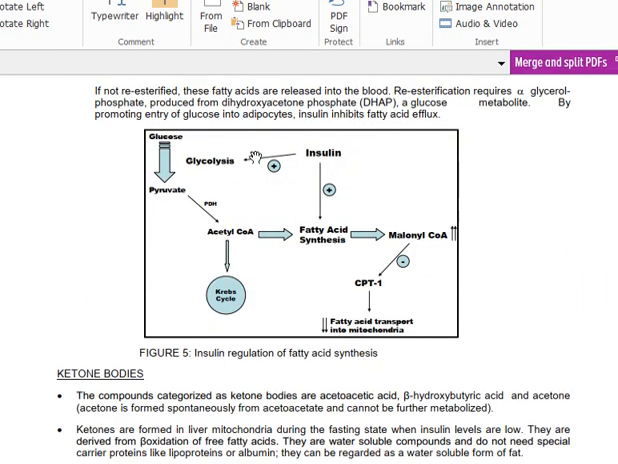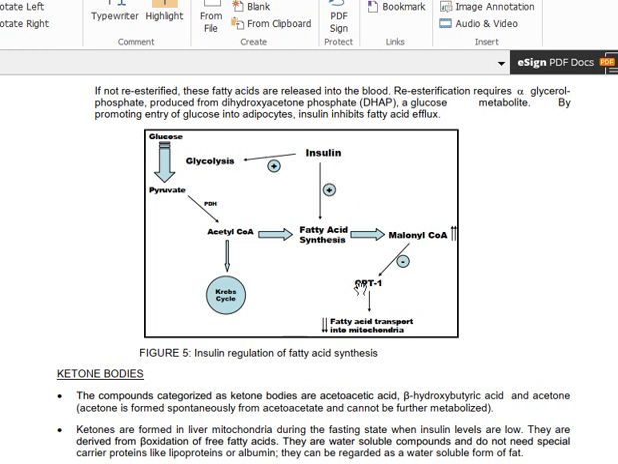So this diagram is just the insulin regulation of fatty acid synthesis. Normally you need to know that glucose in glycolysis is converted to pyruvate. We have already seen how insulin is going to promote glycolysis, such that it's going to be converted to pyruvate. Now the pyruvate can be converted by pyruvate dehydrogenase to acetyl-CoA, so that it can enter the Krebs cycle.